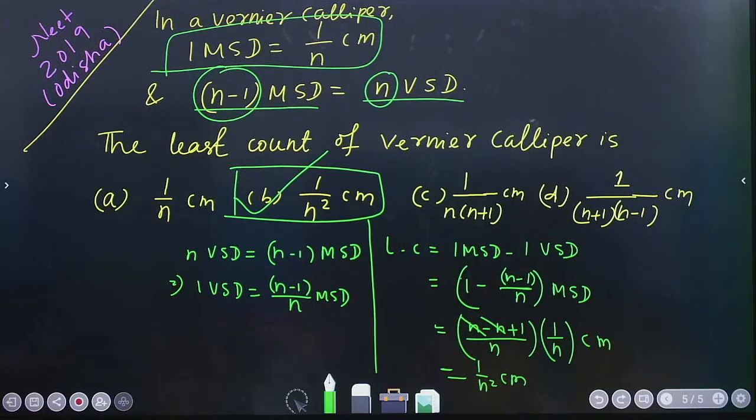Yes or no? Should we go to the next instrument? So this is your vernier caliper. The next is spherometer or screw gauge.